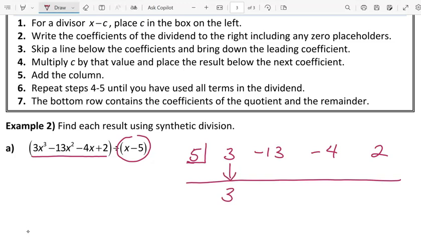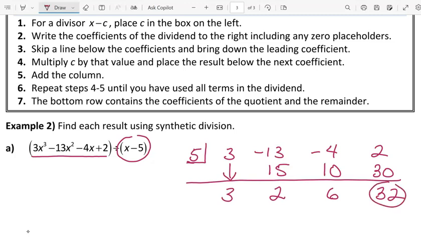and now multiply that 3 by 5, and that's 15. Now add that second column, negative 13 and 15 add up to 2. Multiply that by 5 again, that gives us 10. And now add that column, negative 4 plus 10 is 6. Multiply that number by 5 again, and 6 times 5 is 30. And add that column, and that's 32.